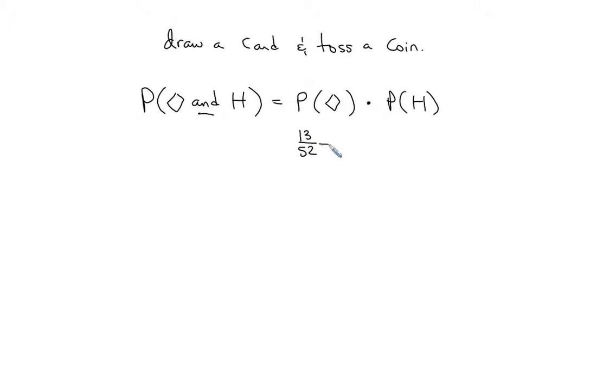13 out of 52, which is really what? 1/4. So we have 1/4 times what's the probability of getting a heads? 1/2. So the probability then is 1/8. So 1/8 of the time, 1 out of every 8 trials, we'd expect to get a diamond and a head.